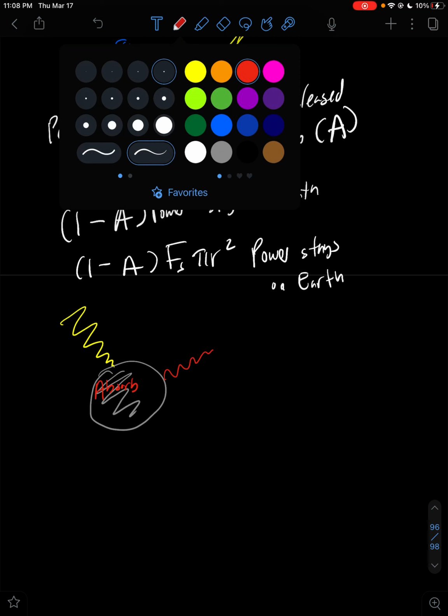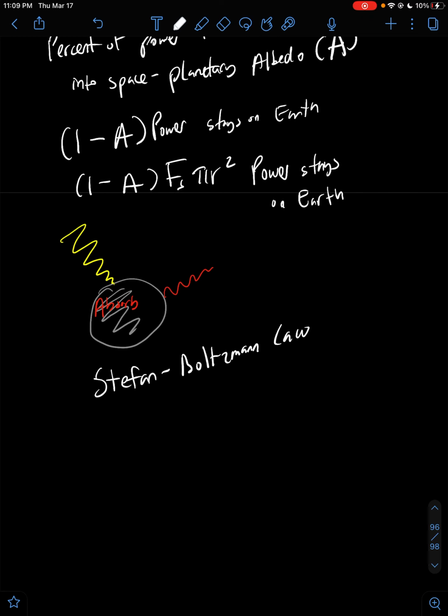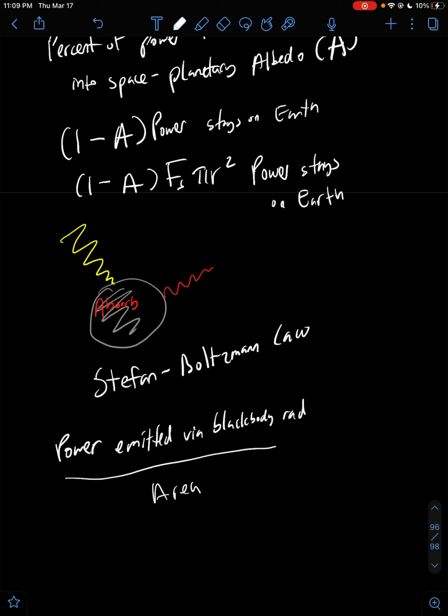Now, black bodies obey what is called the Stefan-Boltzmann law. And the Stefan-Boltzmann law states that the power emitted via blackbody radiation per area is going to be equal to the Stefan-Boltzmann constant, denoted as sigma, times the quadrupled value of the temperature of the object. And this is where temperature actually comes in.